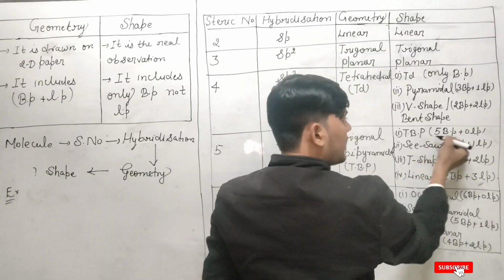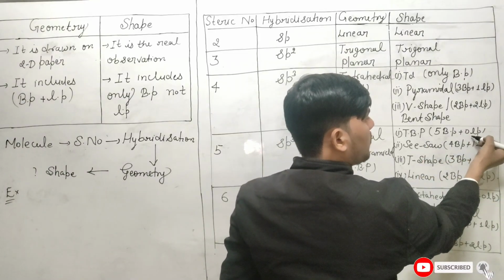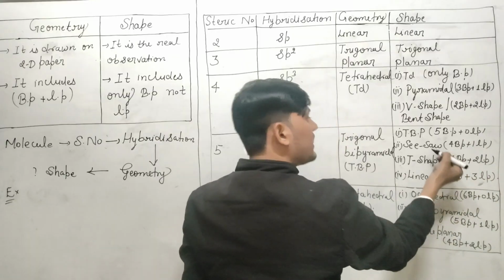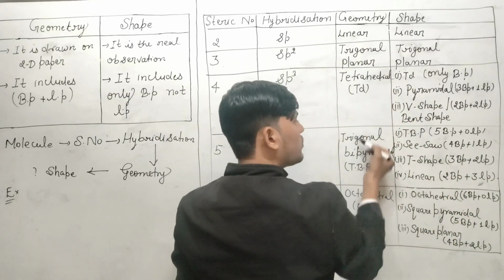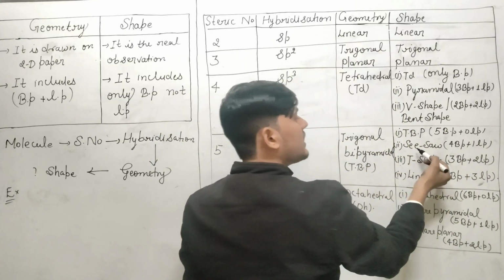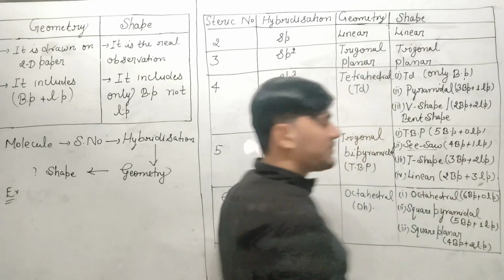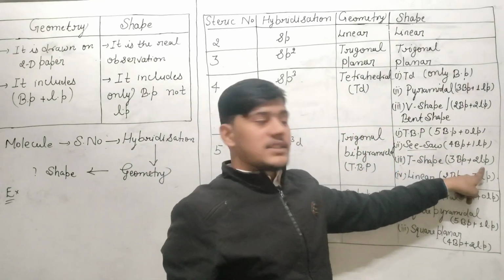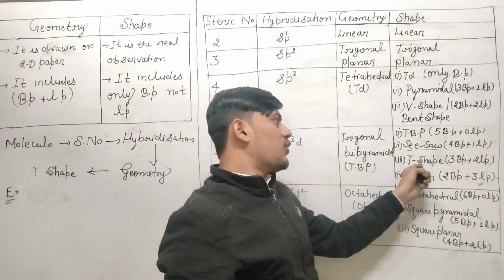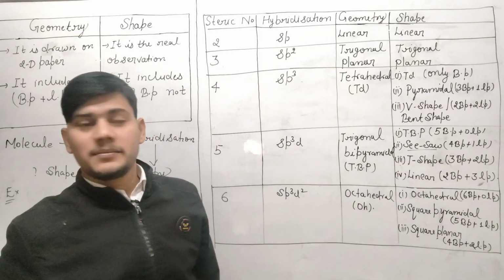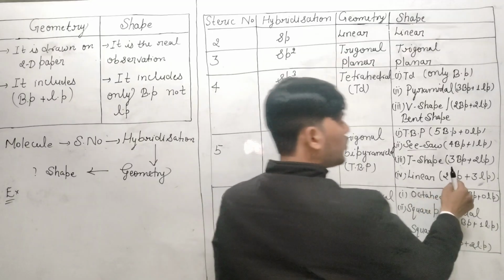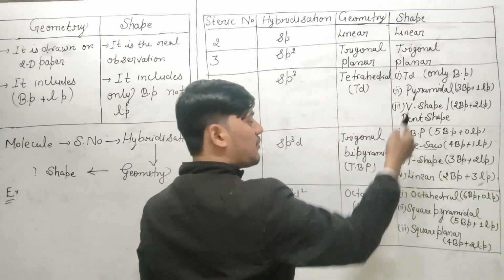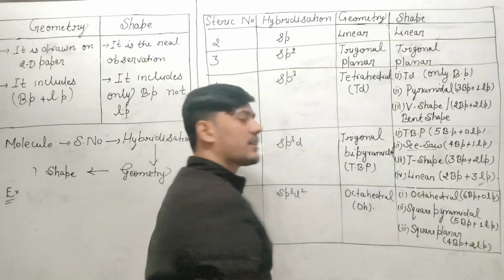In case of TBP, there will be 5 bond pairs and 0 lone pairs, and if 4 bond pairs plus 1 lone pair are present, then the shape of the molecule corresponding to the trigonal bipyramidal geometry will be seesaw. If 3 bond pairs plus 2 lone pairs are present, then the shape of the molecule will be T-shape. If 2 bond pairs plus 3 lone pairs are present, then the shape will be linear.